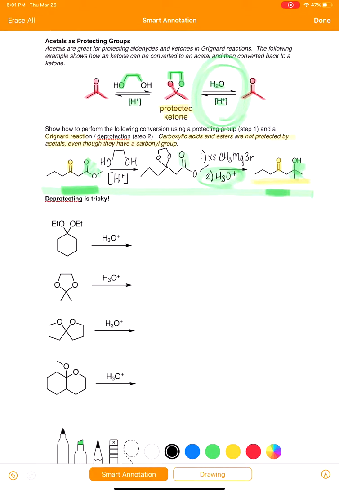So what I'm going to do is show you a trick, like a shortcut. There is a mechanism for this, so you could draw the mechanism out. But the mechanism is not beyond your capability, but it's really tedious and kind of a pain in the butt. So instead, I'm going to show you a shortcut.